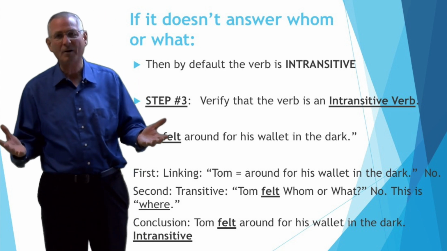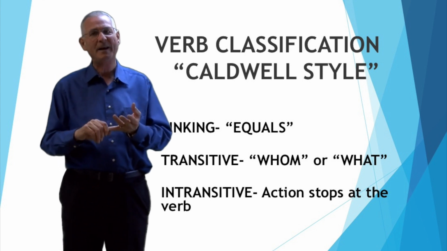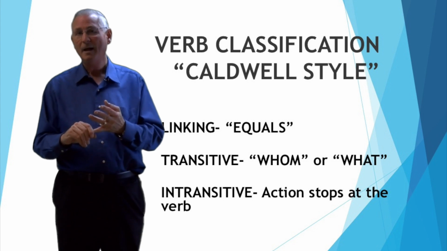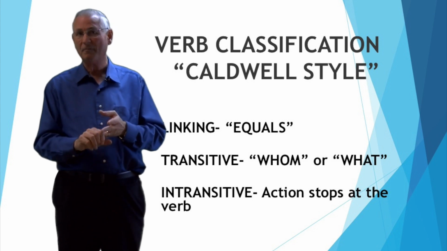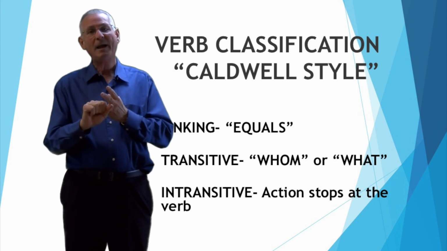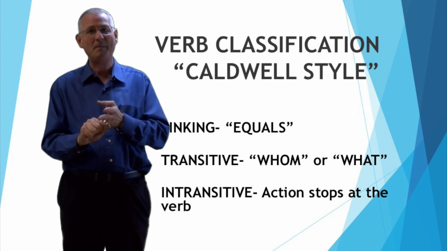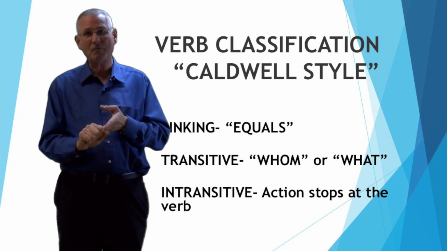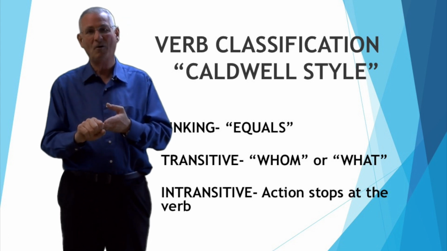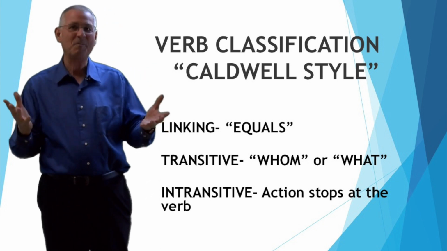And what our students learn is, if there's a linking verb, there's going to be a complement called a predicate adjective or a predicate nominative following a linking verb. If it's not a linking verb, then we check for transitive verb, and after transitive verbs that answer whom or what, it will either be a direct object, an indirect object, and or an objective complement. And if it's an intransitive verb, that means there is no complement at all. The action stopped at the verb. And that, my friends, is the Caldwell approach to verb classification.